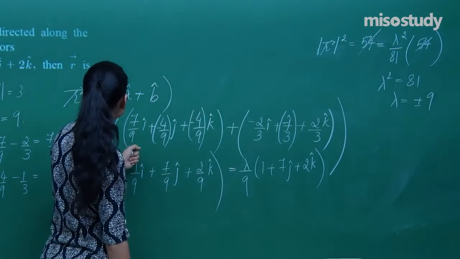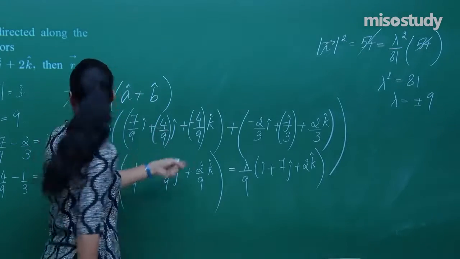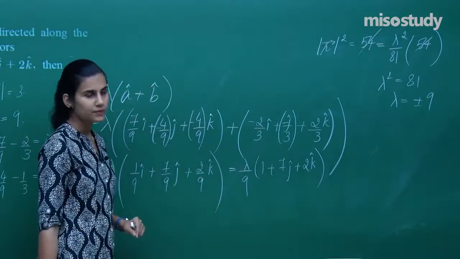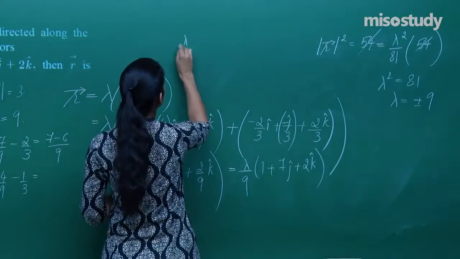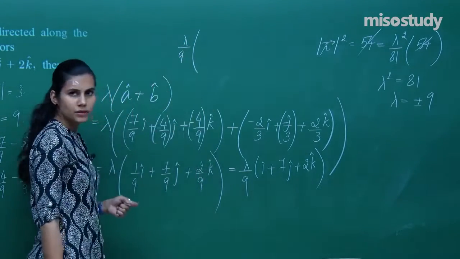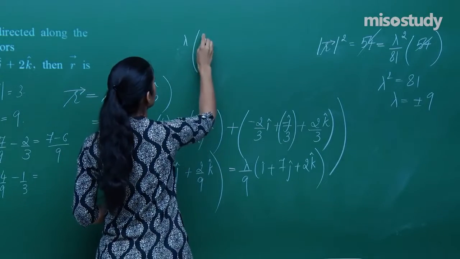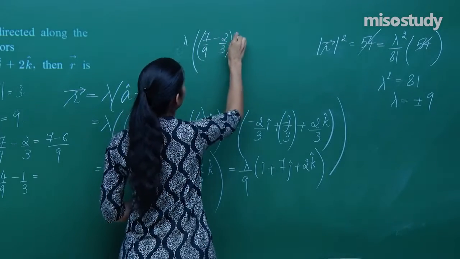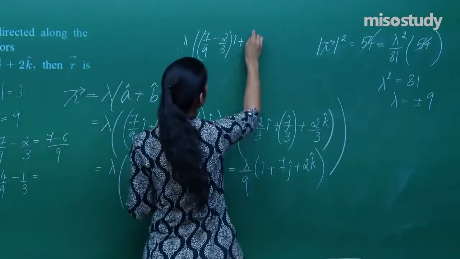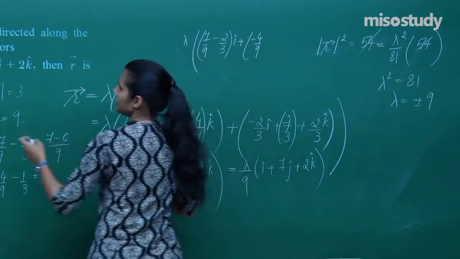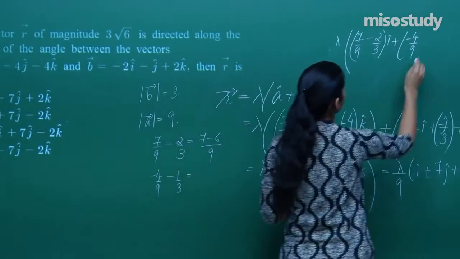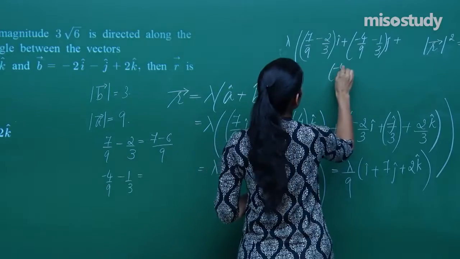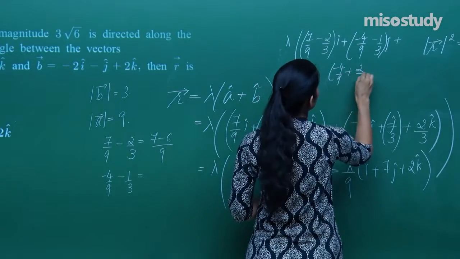This is 7 by 9 minus 4 by 9 and minus 4 by 9 again. Here it is minus 2 by 3, minus 1 by 3 and 2 by 3. When I am talking about taking just 9 out common, or if I do not take out 9 common, what basically I am left with is 7 by 9 minus 2 by 3 i cap plus minus 4 by 9 minus 1 by 3 j cap plus minus 4 by 9 plus 2 by 3 k cap.